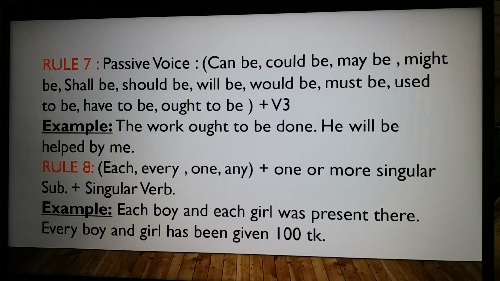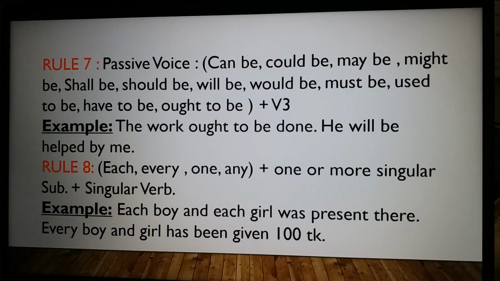Rule number 7. Passive voice. When the sentence is passive, some signs you see are can be, could be, may be, might be, shall be, should be, will be, would be, must be, used to be, have to be, ought to be. If you see these kinds of phrases, that means these are signs of passive. So after these words, we need to use V3 or verb past participle. Example, the work ought to be done. He will be helped by me.